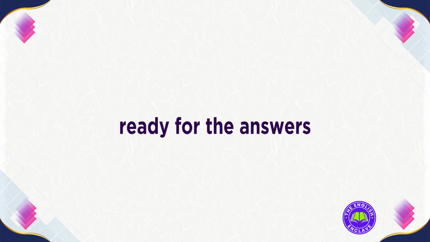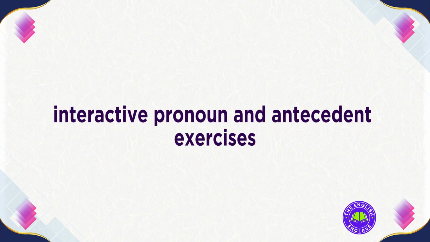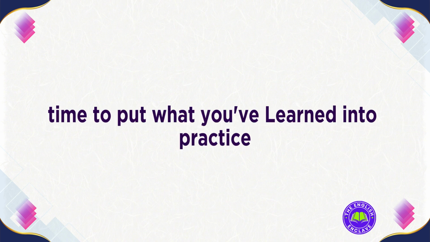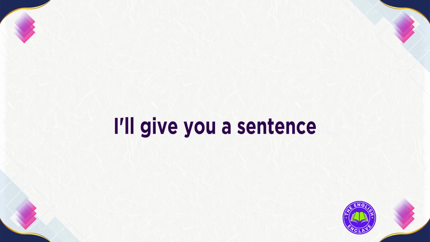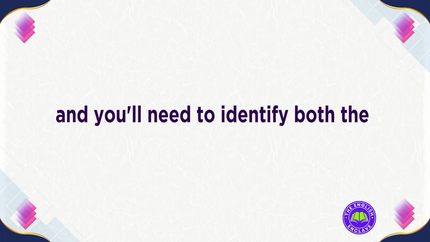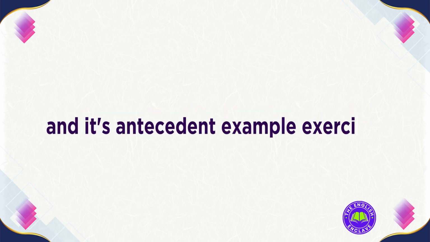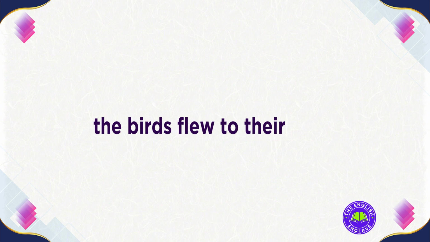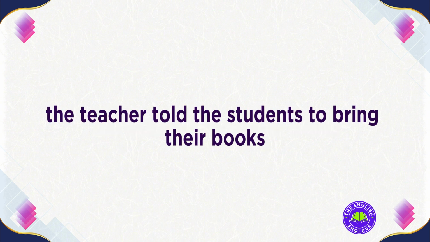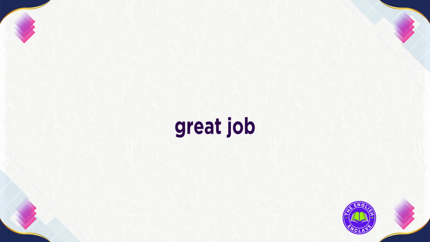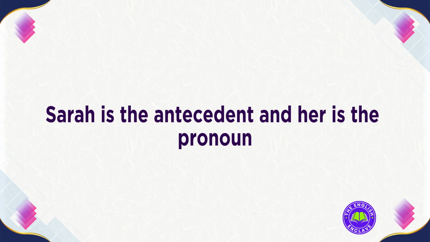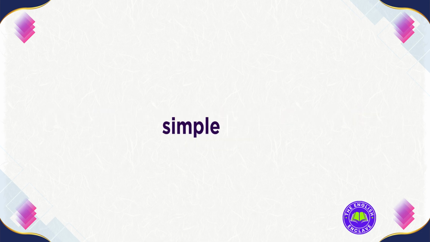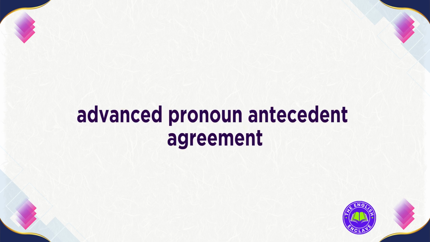Ready for the answers? Interactive pronoun and antecedent exercises. Time to put what you've learned into practice with some interactive exercises. I'll give you a sentence, and you'll need to identify both the pronoun and its antecedent. Example exercises: Sarah gave her friend a gift, the birds flew to their nests, the teacher told the students to bring their books. Great job! In the first sentence, Sarah is the antecedent, and her is the pronoun. Simple, right?